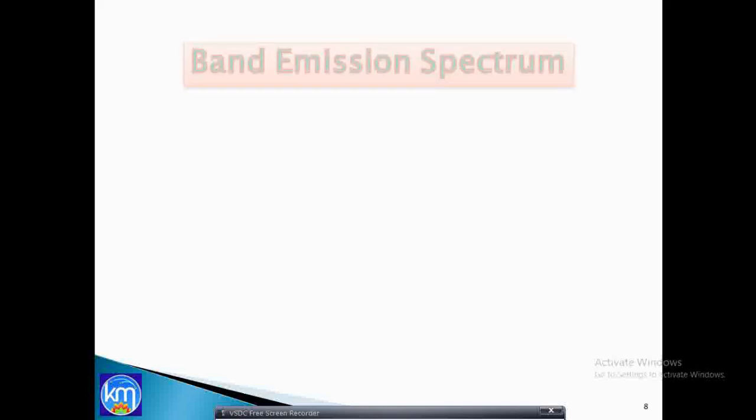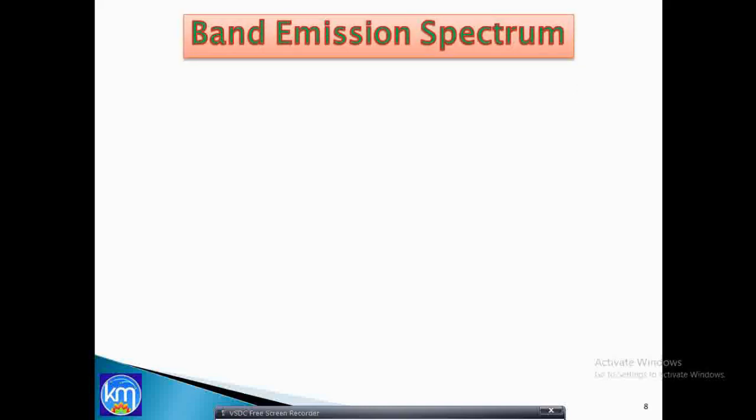Next, moving on to the band emission spectrum. How does this band emission spectrum look? It consists of a series of luminous bands against a dark background. Similar to the line emission spectrum, instead of a small line there is a spreading of that colored line. Suppose we have a red line against the dark background, that line will be spread into bands. This is what we call the band emission spectrum.